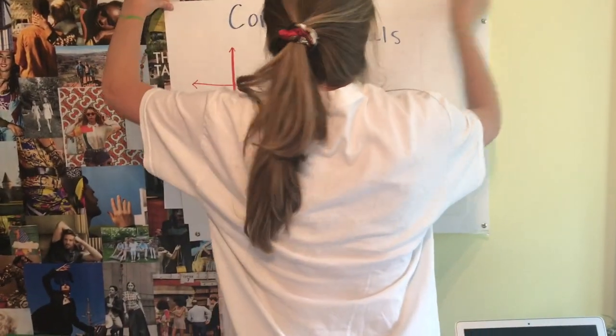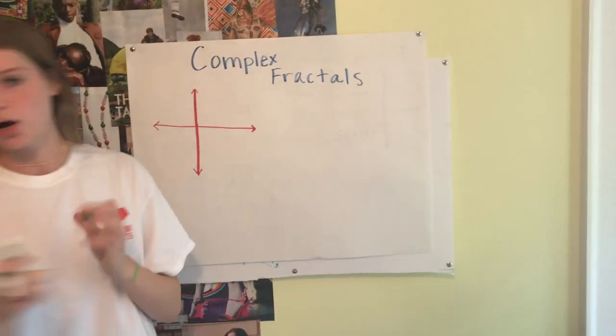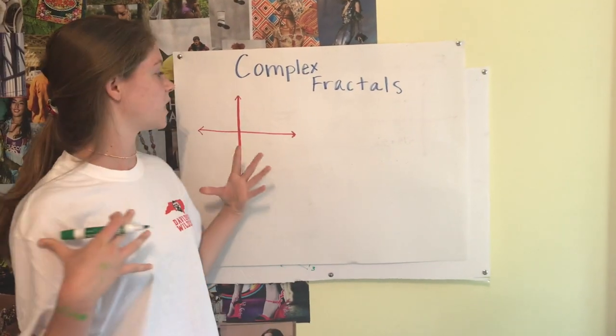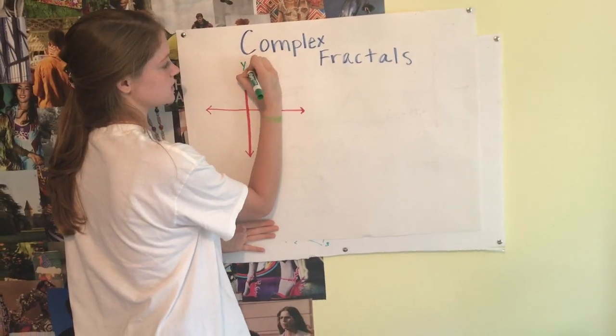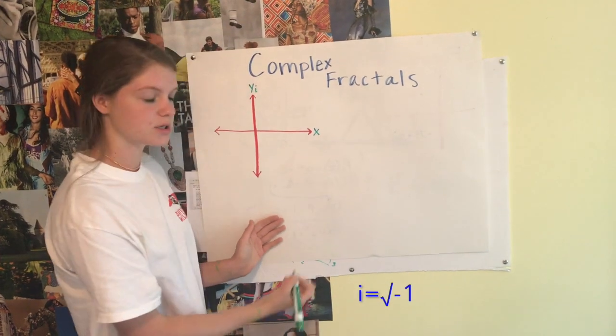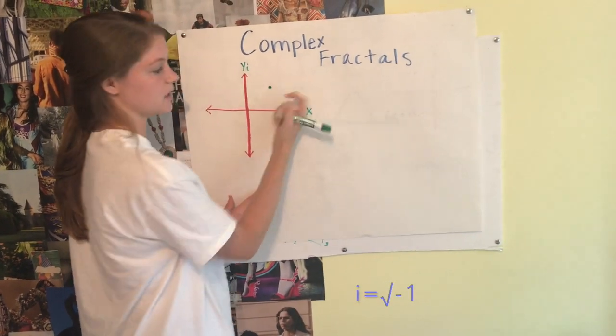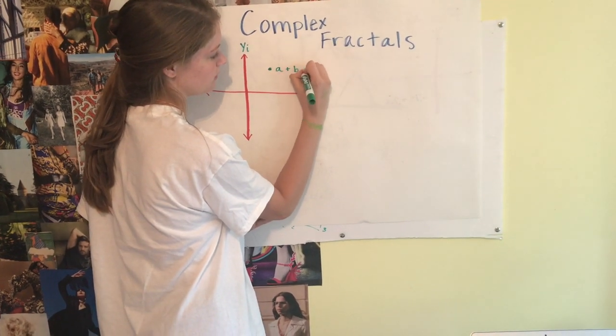So, complex fractals. Complex fractals are merely fractals plotted on a complex plane. The complex plane has a y-axis that is imaginary numbers and an x-axis that is real numbers. Therefore, an arbitrary point, say here, would be equivalent to a plus bi.